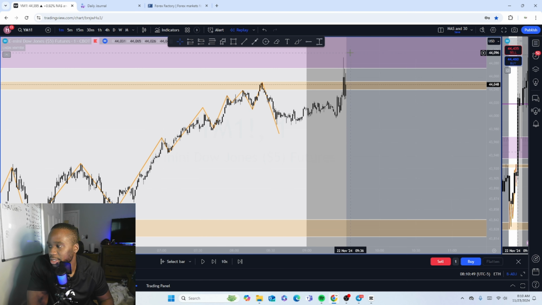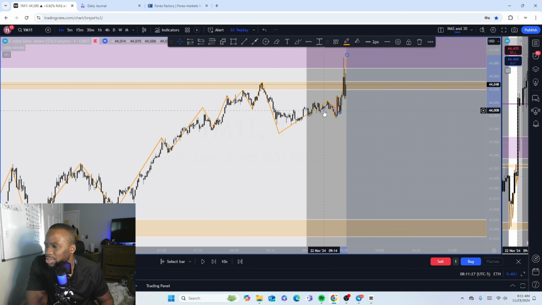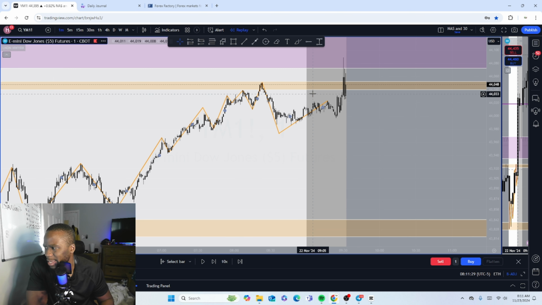Boom, 9:30. I like this right here because we see price come back down here and then it shoots up. So there was a little bit of structure right here.